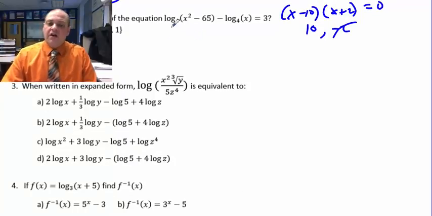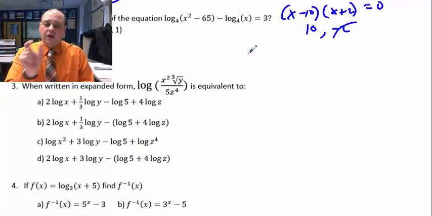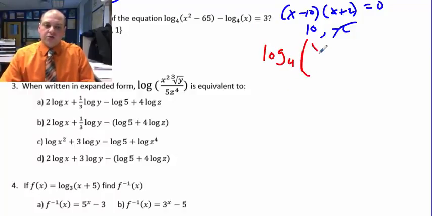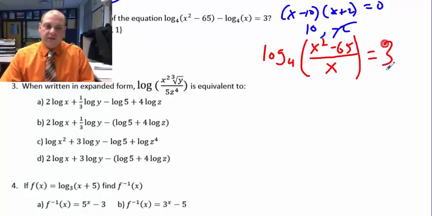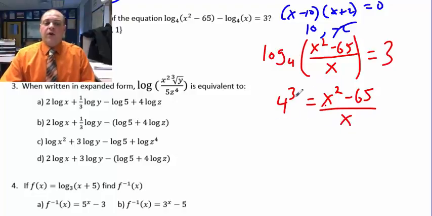Which is a solution set of this equation here. Again, log on the same side. This time it's subtraction, so this is going to be log base 4 of x squared minus 65 over x equals 3. Similar situation. I have a base and I have an exponent. Base is 4, my exponent is 3, so 4 to the third equals the amount, x squared minus 65 over x. And now I have an equation to solve.